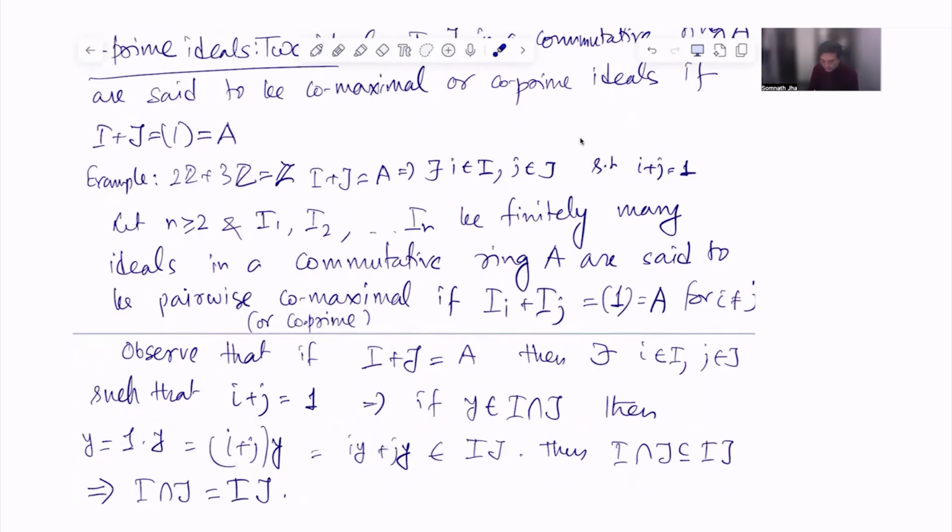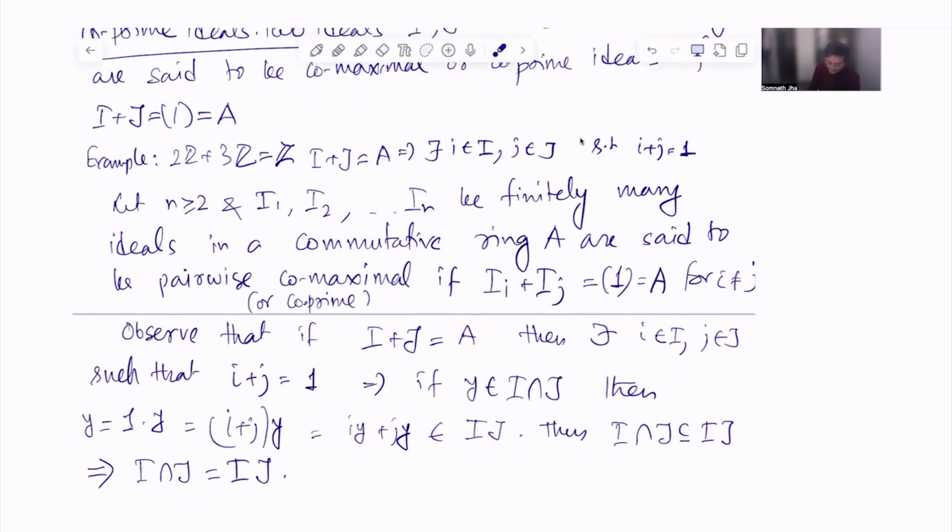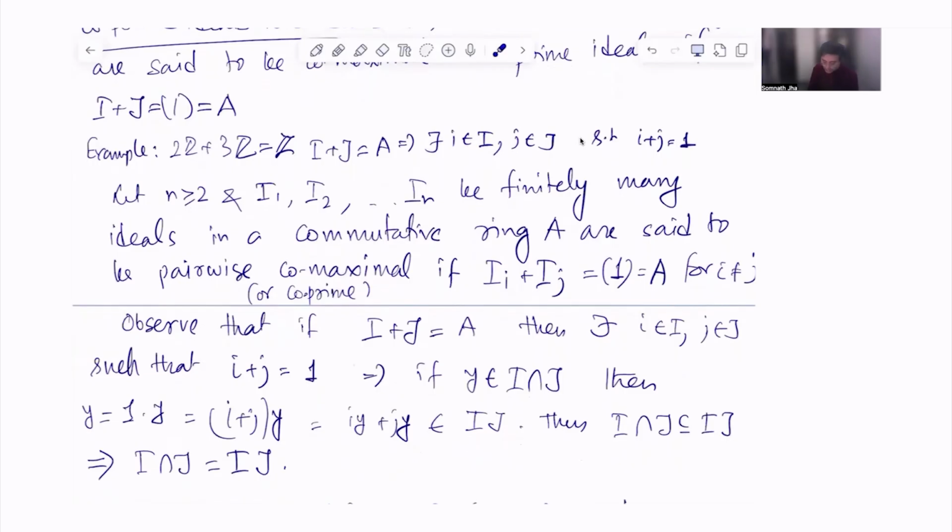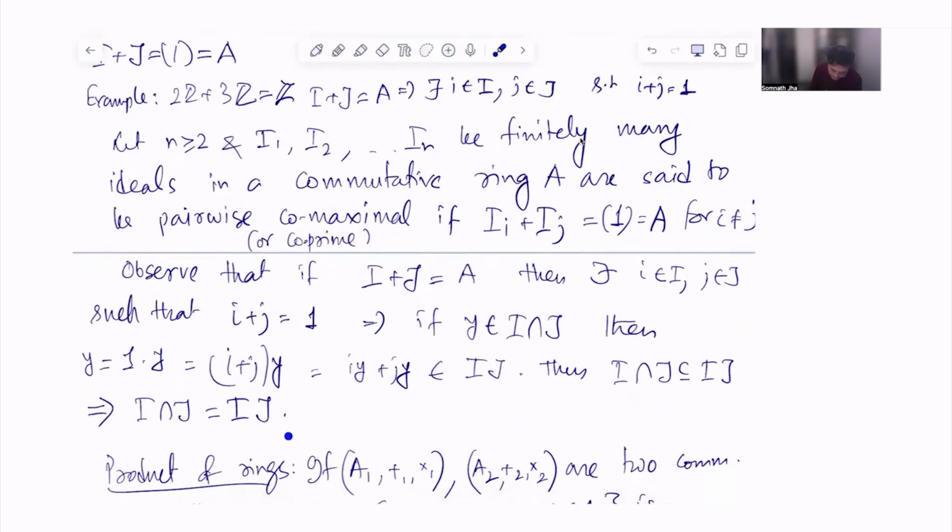But i times y: i is in I and y is in J, because y is in I intersection J, so i times y belongs to IJ. Similarly, j is in J and y is in I, so j times y belongs to JI, which is IJ because the ring is commutative. So their sum is also in IJ because it is an ideal. So y is in IJ. So I intersection J is contained in IJ, and we saw IJ is always, by definition, contained in I intersection J. So we get that I intersection J equals IJ.